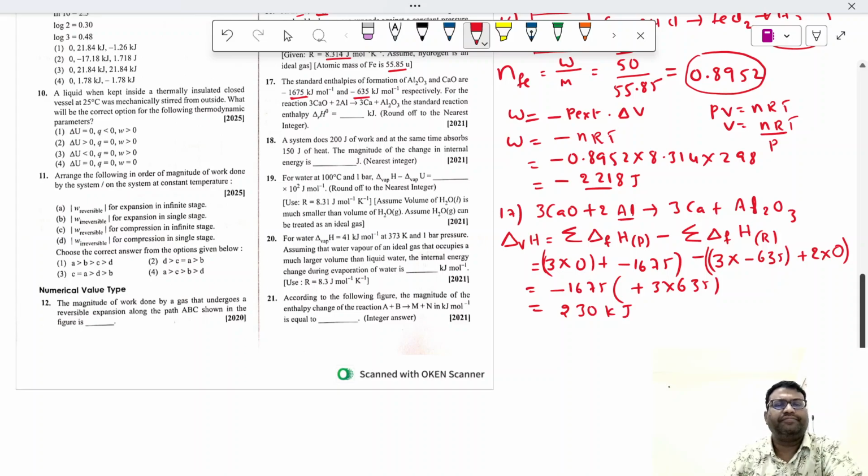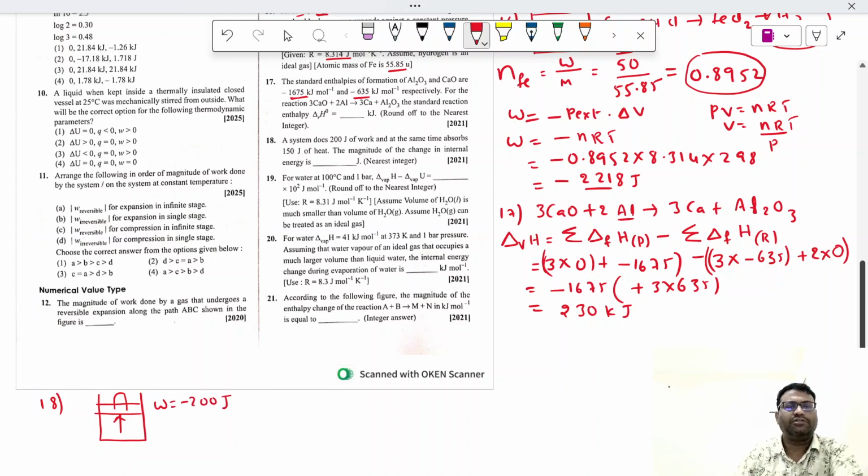17, 18. Let us see the 18th question. Question number 18. System is there. It's a very easy question. First law of thermodynamics. A system does 200 joules of work. Work is done by the system, so work done is equal to minus 200 joules. And at the same time it absorbs 150 joules of heat. It is absorbing, so Q is equal to plus 150.